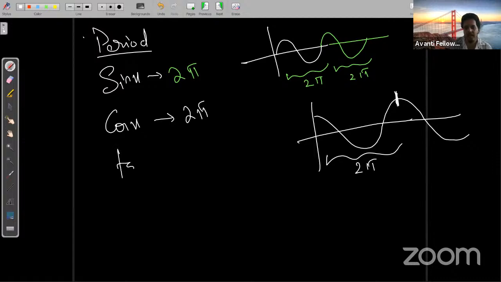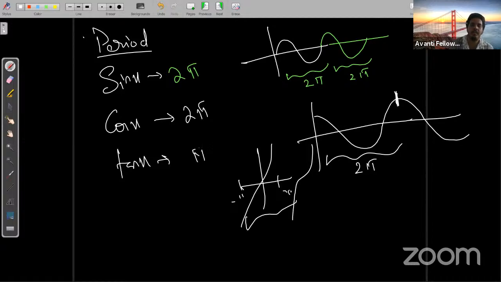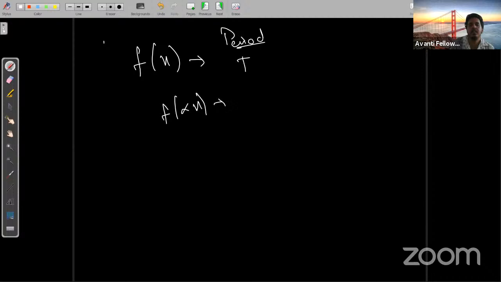Similarly, if someone is asking for tan x, what you have to do? Tan x graph will be something like this, right? It is minus pi by 2 to plus pi by 2. So again, the graph will be repeated. So in pi interval, it is going to repeat. Okay. So the other thing you have to remember is, if the period of f of x is T, what is the period of f of alpha x? It is T by mod alpha. Okay, please remember this, it is very, very important.